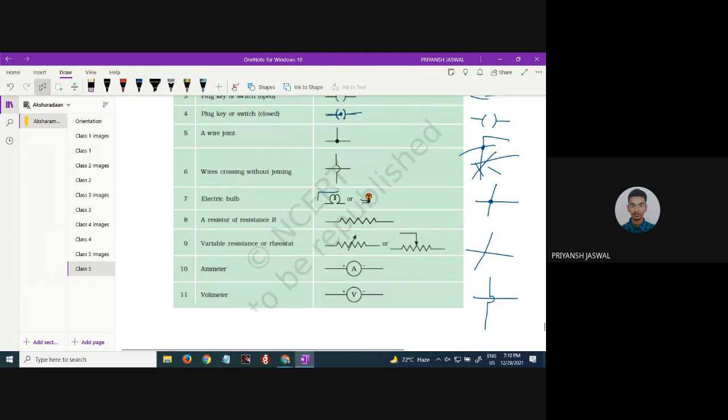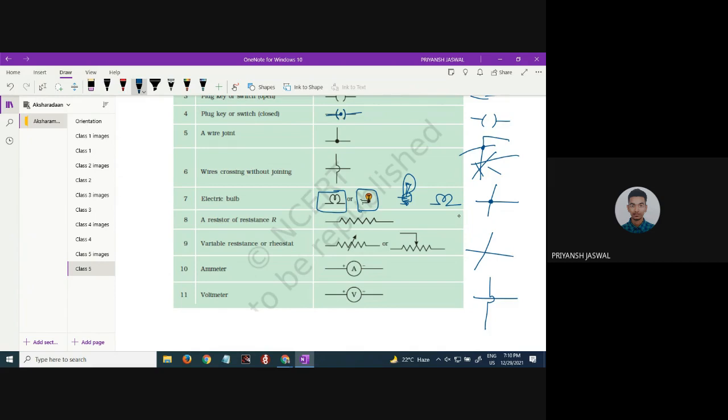The symbol of an electric bulb is this one, which we discussed earlier, and this one is tedious to make. You have to make the glass, then the bottom one, then a filament. Or, a simple way, you can just make this.